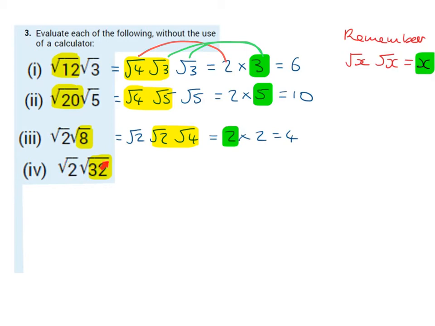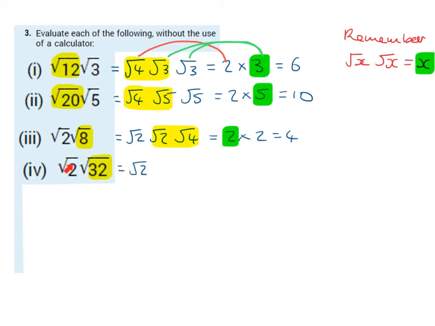Next we have root 2 times root 32. So again, root 2 can't be simplified because 2 is a prime number. It only has 2 factors, itself and 1. But root 32 can be factorised. There's a few different factor pairs for 32, but again, we're interested in one that has a square number in it.